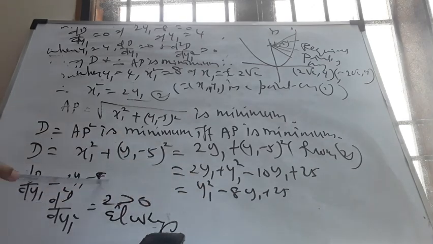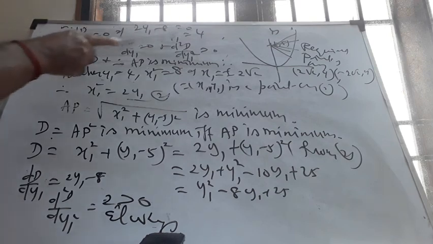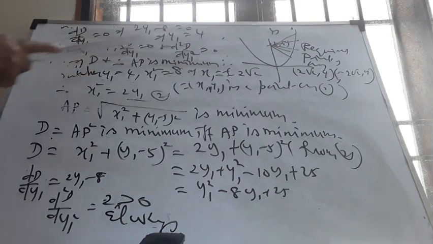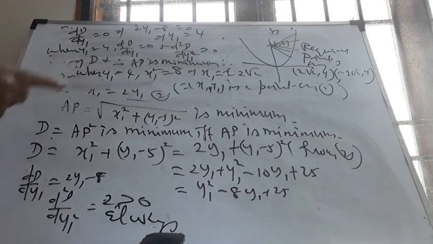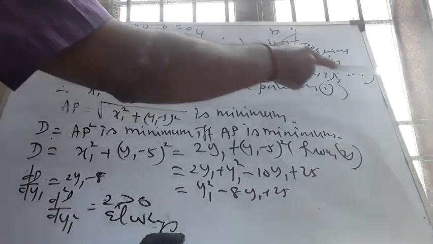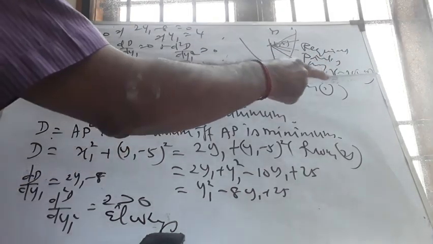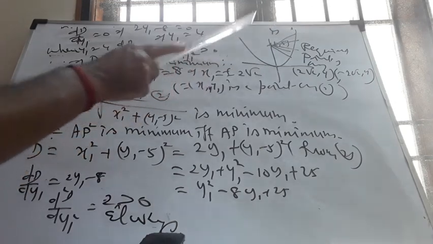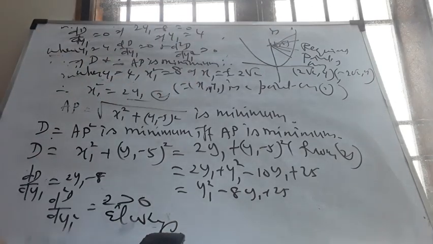dD by dy1 is 2y minus 8. d square D by dy1 square is 2. I wrote it as minus 8 initially, sorry. I made the correction anyway by myself. Therefore this is positive always, whatever may be the value of y1. When y1 is equal to 4, dD by dy1 is 0, D becomes minimum, AP is minimum. When y1 is 4, x1 becomes plus or minus 2 root 2. Therefore I get 2 points, namely (2 root 2, 4) and (minus 2 root 2, 4). Those are the 2 points on the curve which are closest to the given point (0, 5).